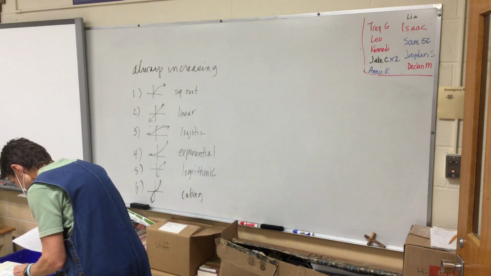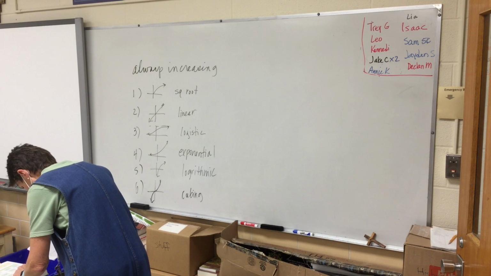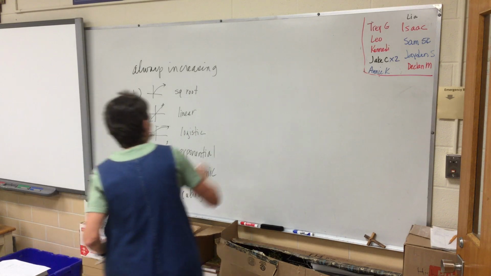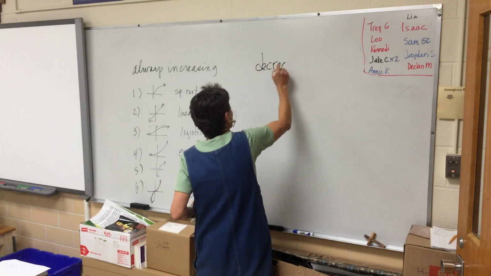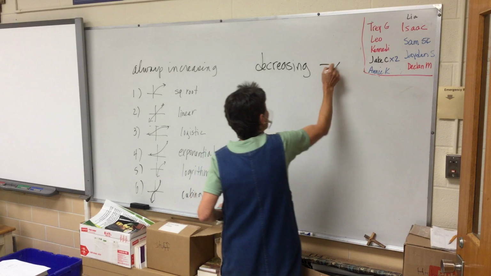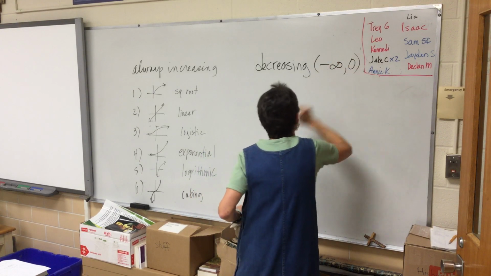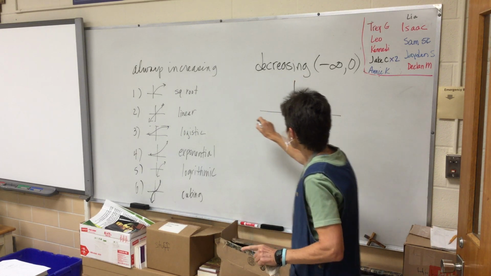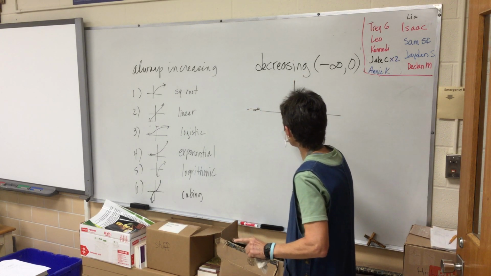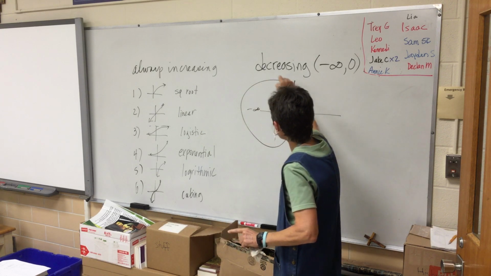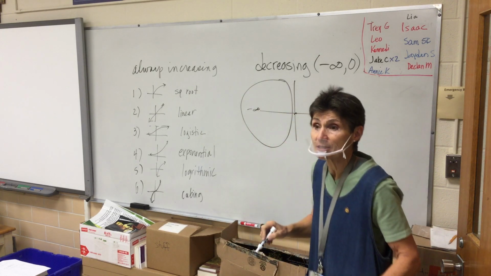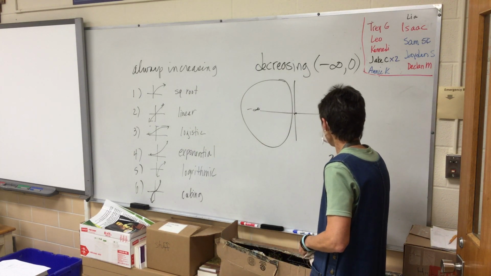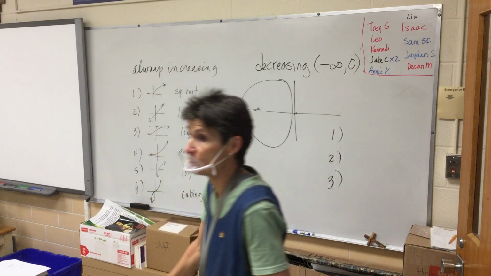Next question is 21. It says, find 3 functions that are decreasing from negative infinity to 0. So now think about what that means. Negative infinity is out here and here's 0. So in this part of the picture, your pencil is going down. There are supposed to be 3 of them. In that part of the picture, my pencil is going down.